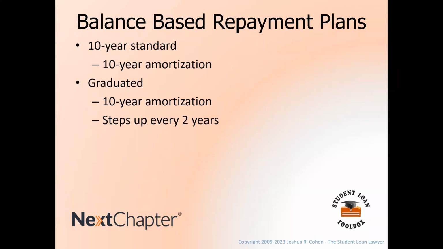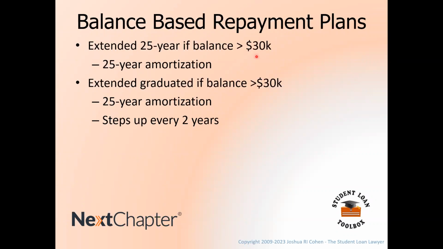And then there is the graduated payment plan, which is still a 10-year amortization, but it is in increments. It starts at a lower payment and every 2 years it steps up. Okay, not a bad deal. If your balance is over 30,000, they give you the extended 25-year payment plan, which is a 25-year amortization. And if you really need help, they have the extended graduated plan, which is a 25-year amortization that starts low and every 2 years steps up.